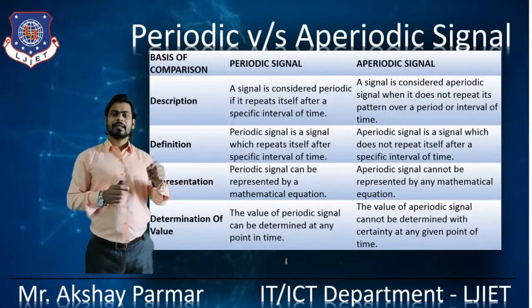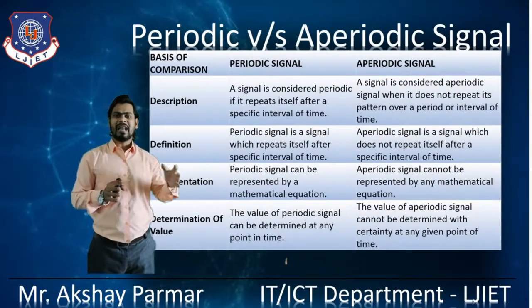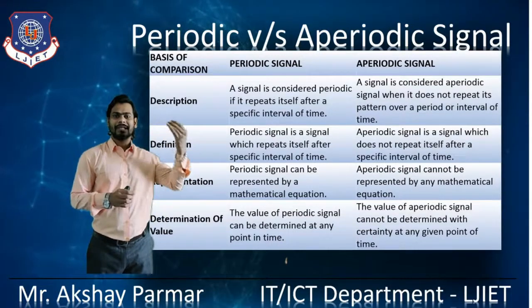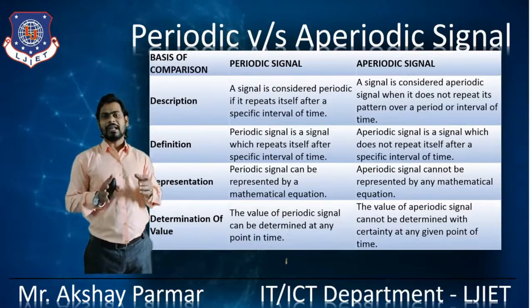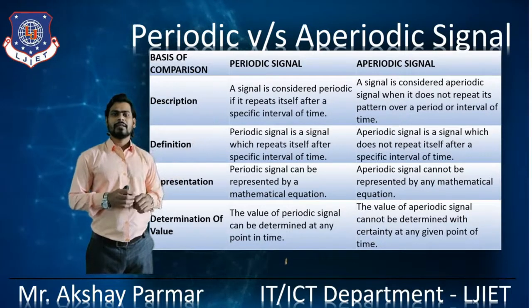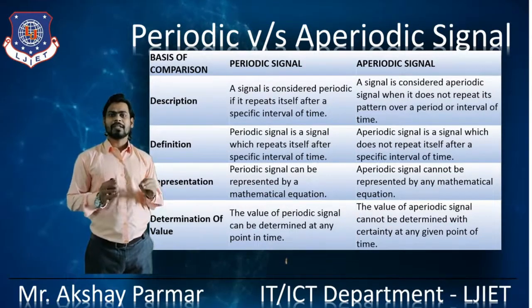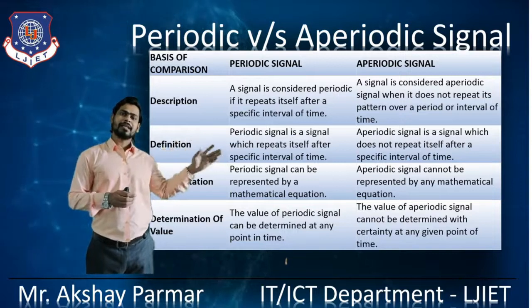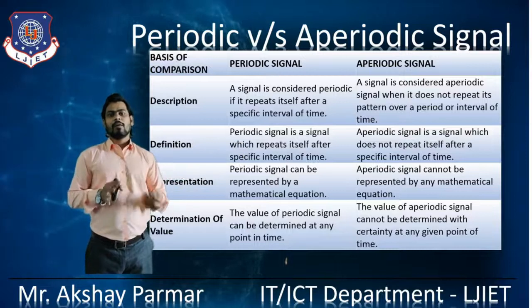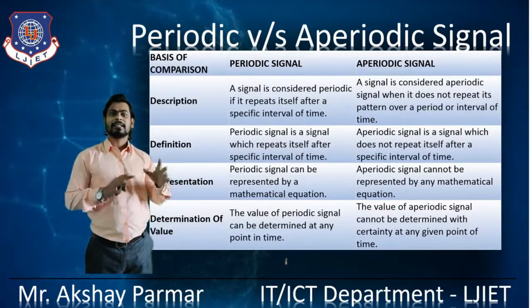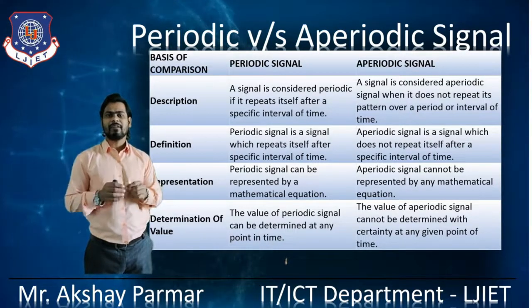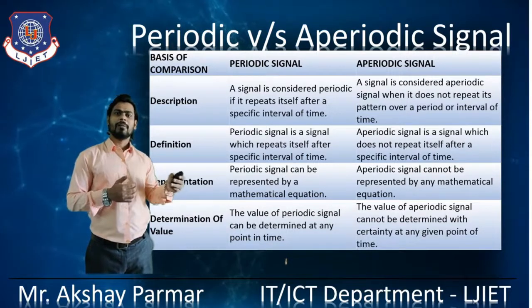A signal is considered periodic if it repeats itself after a specific interval of time. Then that signal is called a periodic signal. When it is not repeating itself after a specific time, then that signal is called an aperiodic signal, right? The definition of the periodic signal: a signal which repeats itself after a specific interval of time, whereas an aperiodic signal is a signal which does not repeat itself after a specific time interval. Then that signal is called the aperiodic signal.